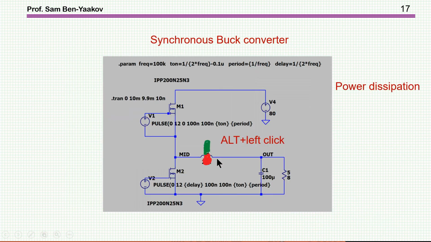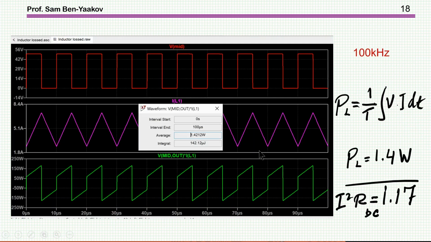Now, if the model is okay, then I can use a very nice tool that they have in LTSpice. After running, by pointing at the inductor and pressing Alt plus a left click, I can get the product. This is the product, the voltage on the inductor times the current through it, and the average of this, and it shows here, is indeed the power dissipated by the inductor.